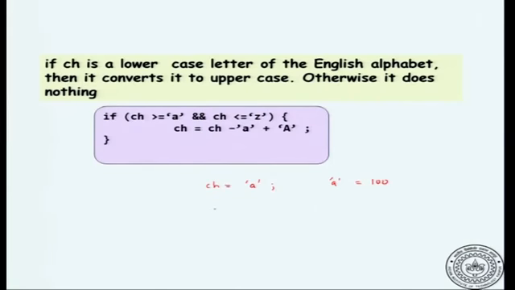Now what does capital A represent? It represents some ASCII value, let's say 65. So if the given character was little a, what I would do is I would say character equal to ch minus 100 plus 65.